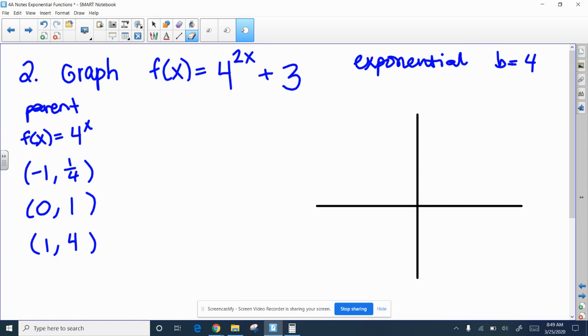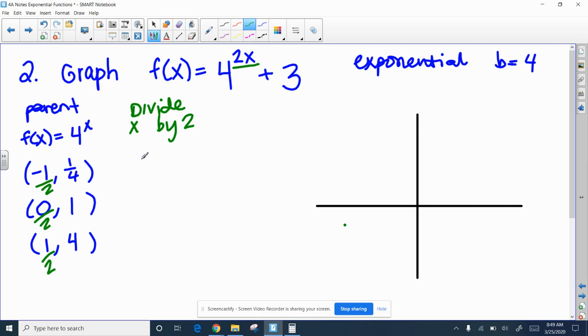So now the first transformation has to do with x. Again, anything in the exponent is only affecting the x values. But remember, anything that's with the x, we do the opposite operation. So in this case, it's 2 times x, so the operation I have to do is divide the x values by 2. I'm dividing all the x values by 2, and that's where we get our new x values. This one would now be -1/2. 0 divided by 2 is still 0, and then this one would be 1/2. And so far, I haven't done anything to my y values, so I have 1/4, 1, and 4.